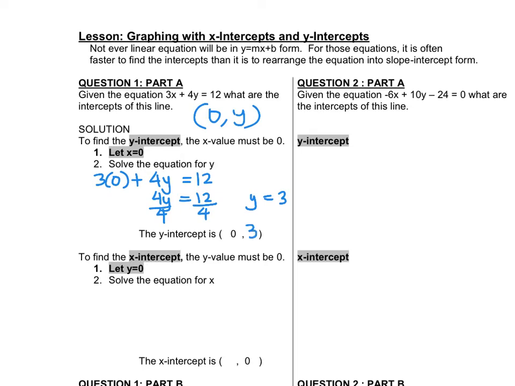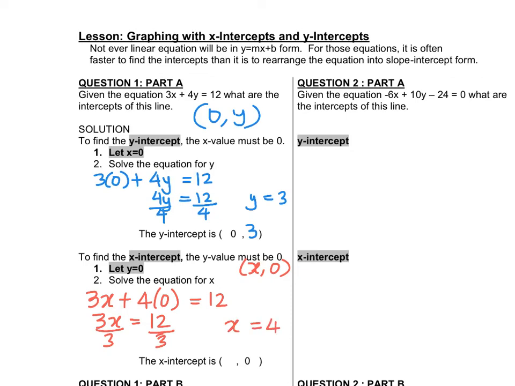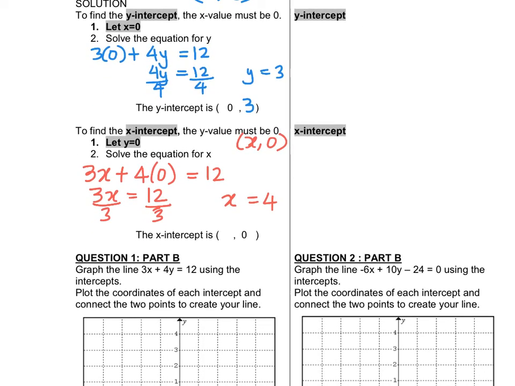Now we're going to do the same thing for the x-intercept. Our point is always written as x, 0, so the y value is 0. So it's going to be 3x plus 4 times 0 equals 12. 4 times 0 is 0, so you're left with 3x equals 12. To solve for x, divide both sides by 3. So x is 4. Our x-intercept is going to be 4, 0.